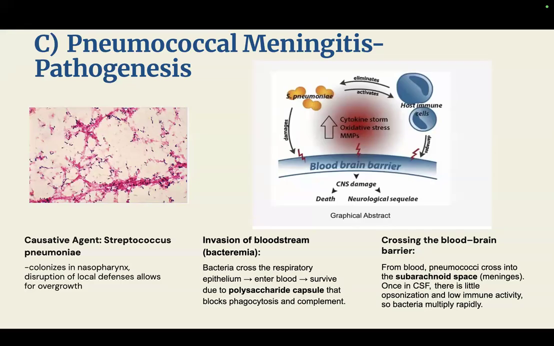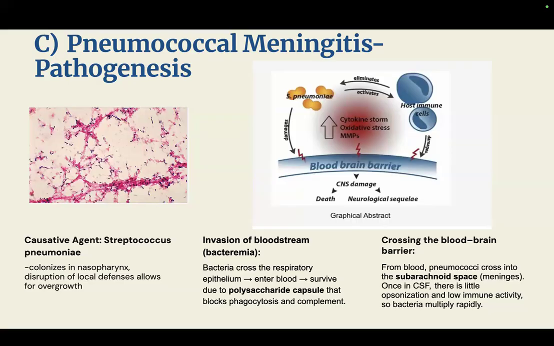Pneumococcal meningitis is caused by Streptococcus pneumoniae. It usually starts with colonization of the nasopharynx, where the bacteria are part of normal respiratory flora. When local defenses are weakened, for example by an upper respiratory infection, smoking, or any chronic illness, the pneumococci can invade through the mucosa into the bloodstream and then cause bacteremia.